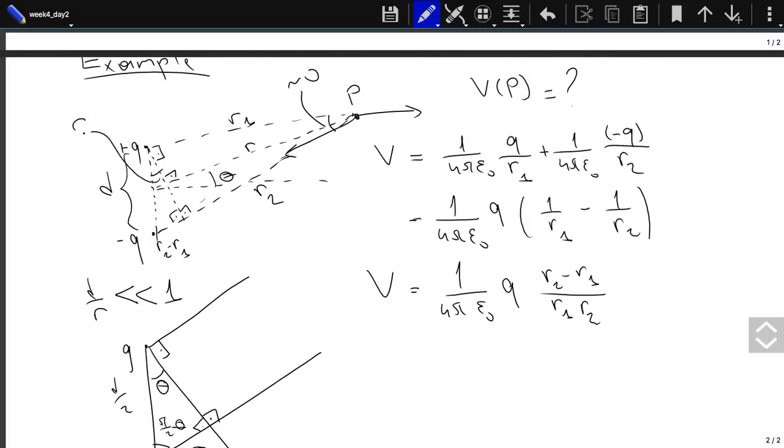So if this is theta, then here I have a right triangle, and R2 minus R1 is d times sine theta. Do you agree? From this right triangle over here, R2 minus R1 is nothing but the length of the side opposite to theta. So that is the sine function.